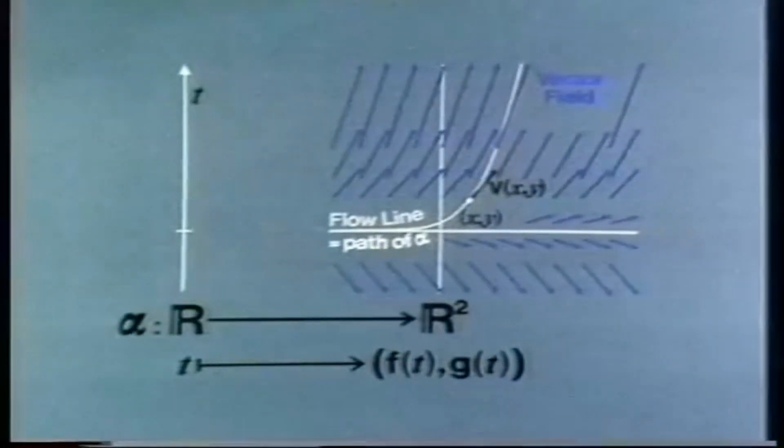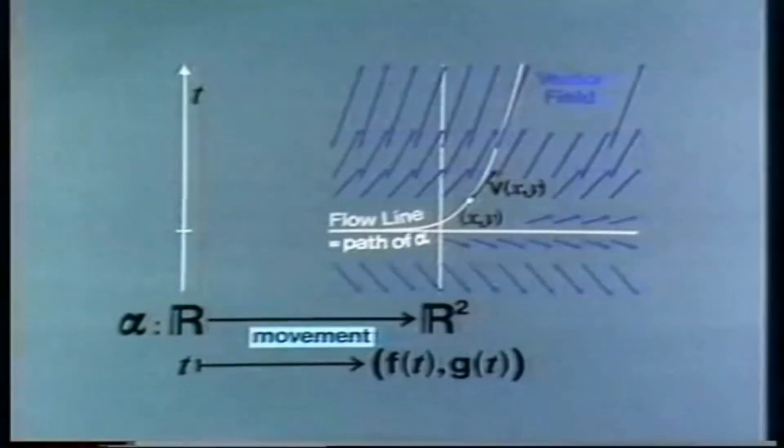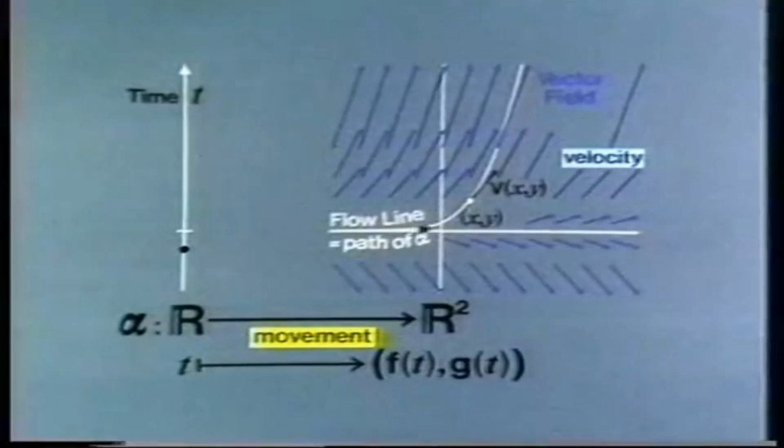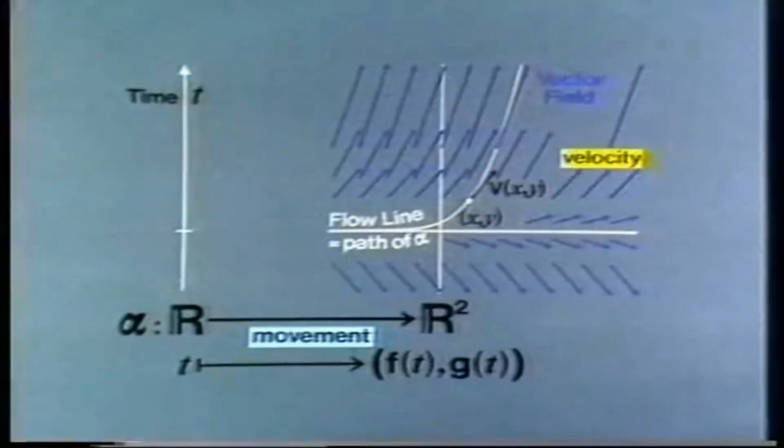This reinterpretation makes two notions of Unit 2 more explicit: movement and velocity. The notion of movement along a flow line is made explicit by thinking of t as time. So, as time t passes, the image of t moves along the flow line, and the velocity of the flow through each point of the plane is specified by the vector based at that point.